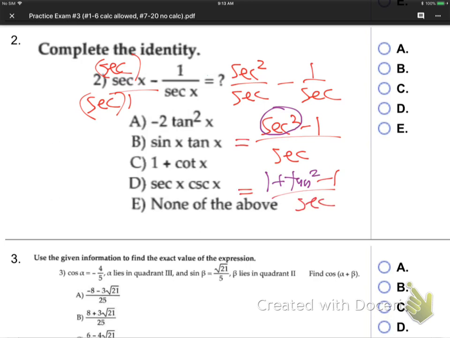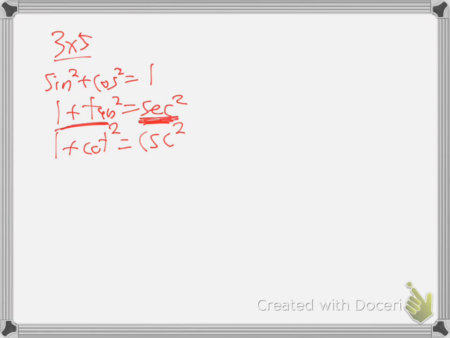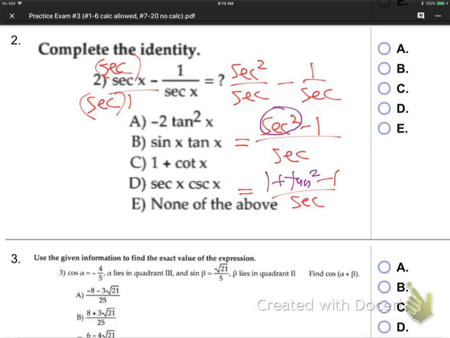Are you tracking with me? So does everybody see what happened there? I replaced that secant squared on the top with 1 plus tangent squared. Because that's what it says. Secant squared is 1 plus tangent squared. So now what can I do? These guys cancel. So I get tangent squared over secant. Tangent squared over secant. What's that? Sine squared over cosine squared. Yeah, good idea. Let's do that.